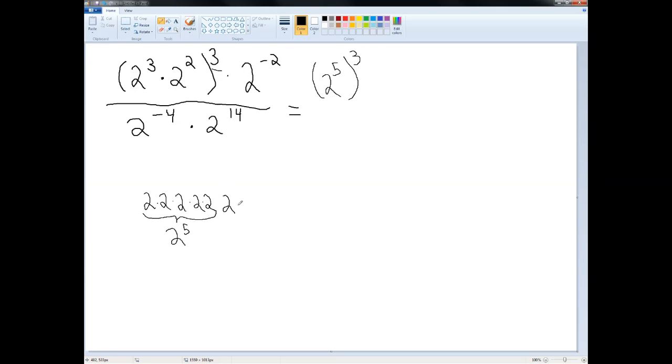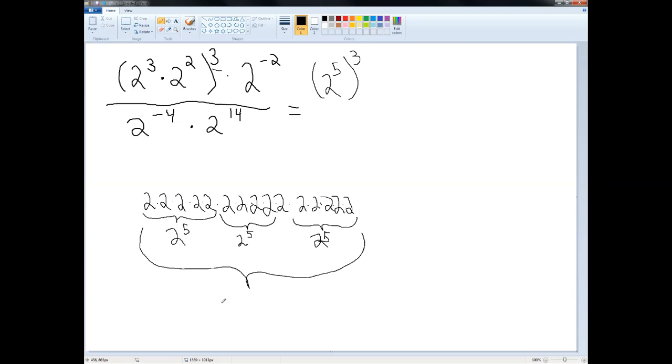There's one 2 to the power of 5. Here's another 2 to the power of 5. And then here's another 2 to the power of 5. So 2 to the power of 5 times 2 to the power of 5 times 2 to the power of 5 is 2 to the power of 15.